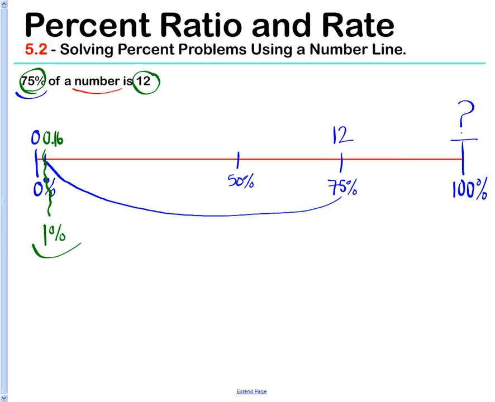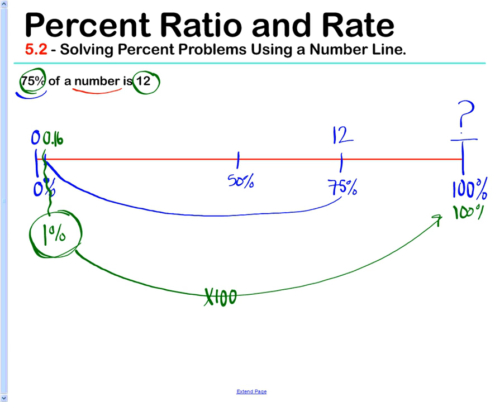So what we would do, in order to get this to be 100%, down here, this 1%, we would multiply it by 100. In multiplying it by 100, we would turn that into a 100% of a number, or the number. We do the exact same thing on the top, and we multiply this by 100, we're going to end up with 16. So that's how you would find the percentage of an unknown number.